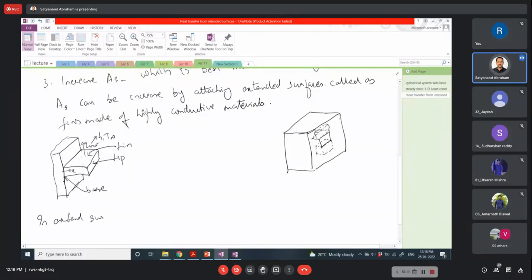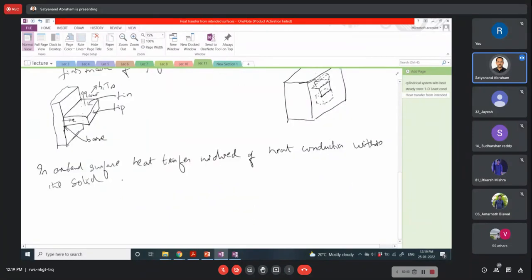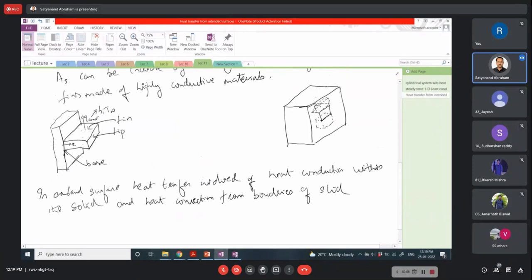So in an extended surface, heat transfer involves heat conduction within the solid, and heat convection from the boundaries of the solid. By that definition, whatever we mentioned is also an extended surface, but obviously we cannot call it a fin.